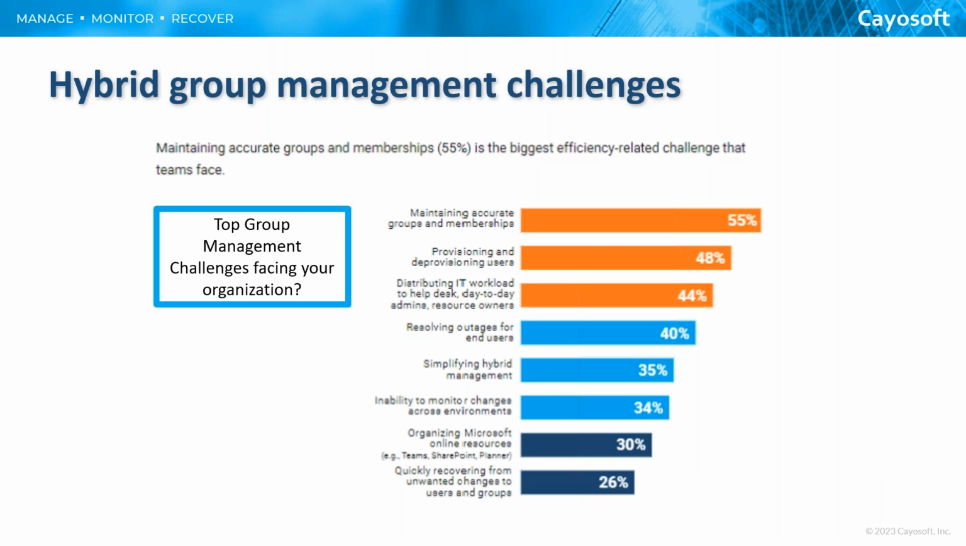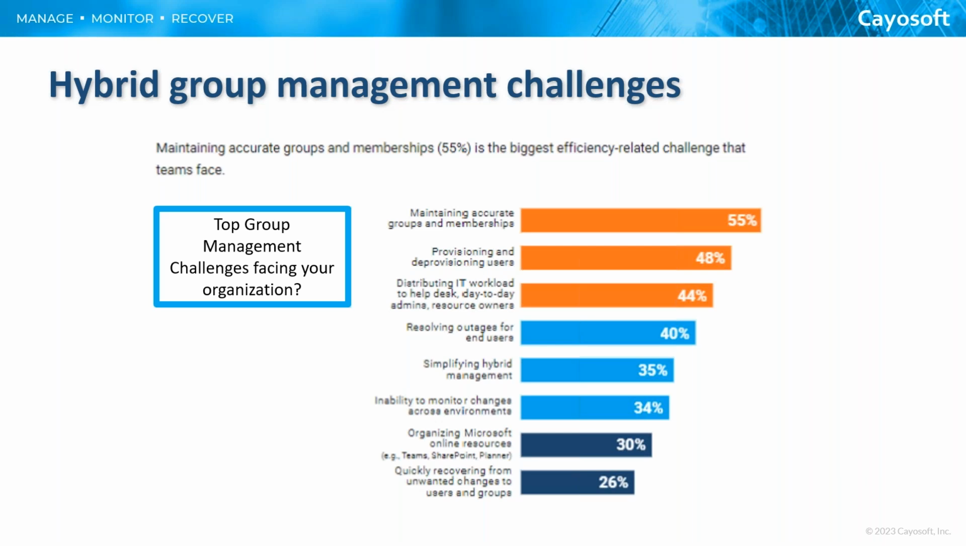Distributing the IT workload, so getting more people to use self-service for group management. Resolving issues and outages is a big issue. Figuring out why Joe has access but Kelly doesn't, even though they both belong to a bunch of groups. How do you figure that out?